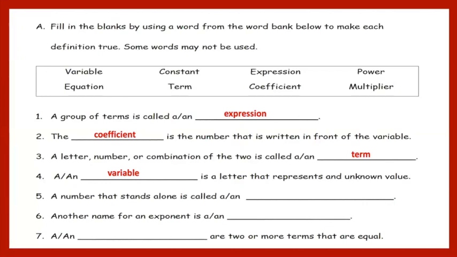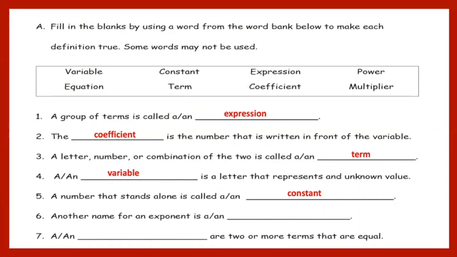When we're looking at that first example, what is that number? If you said constant, you are correct. The constant is the number that stands alone. For example, in that equation, we had 2 as a constant and 164 as another constant.